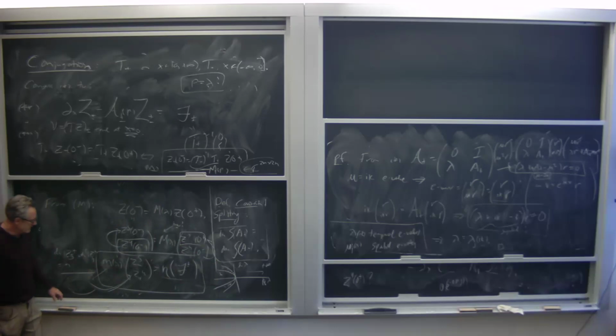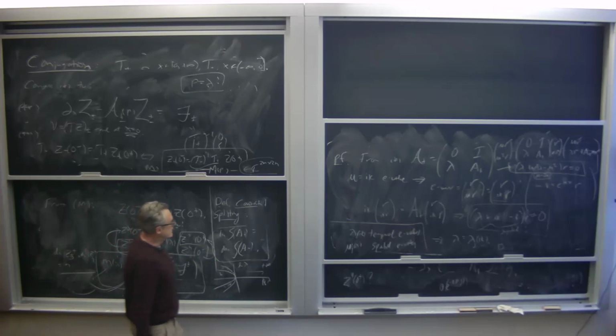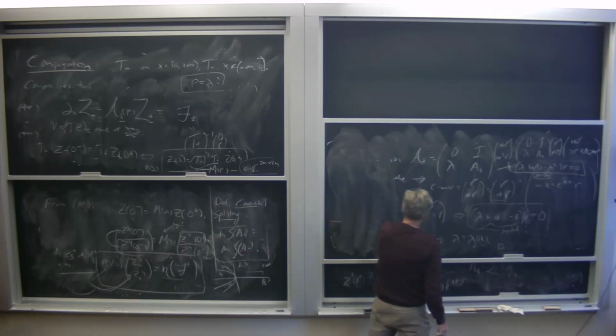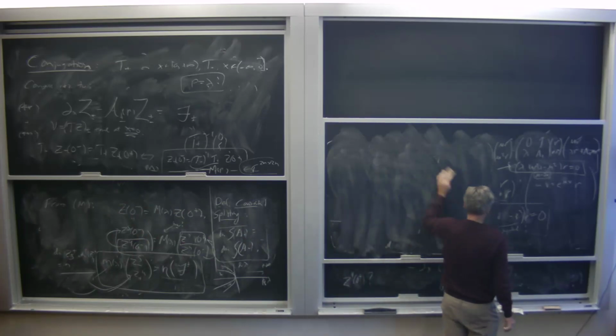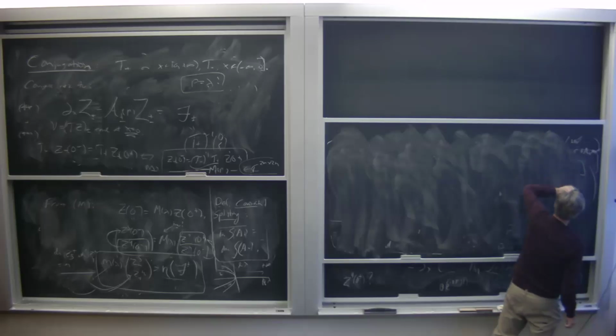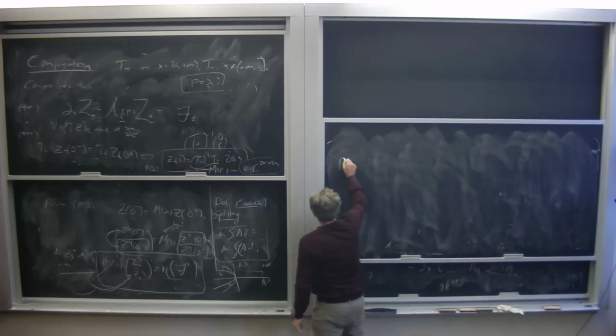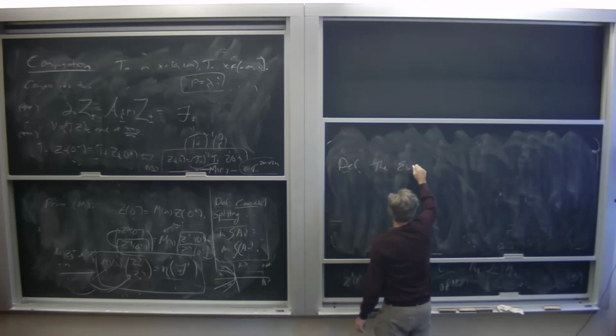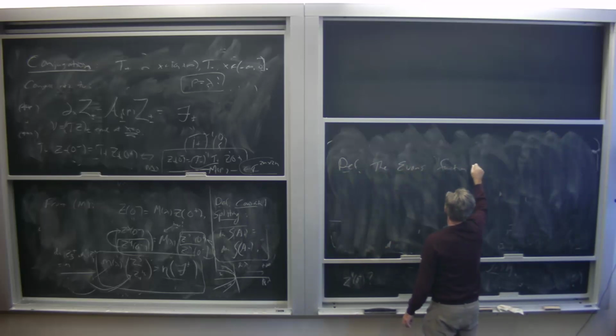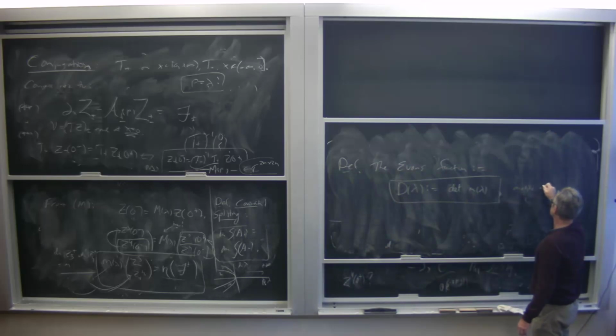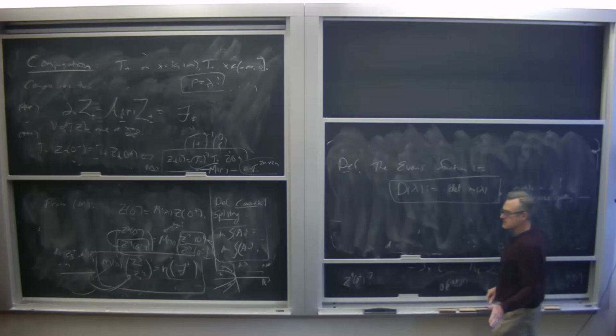So we can define another definition. The Evans function is defined as D of lambda, defined as the determinant of little m of lambda, on the region of consistent splitting, automatically.